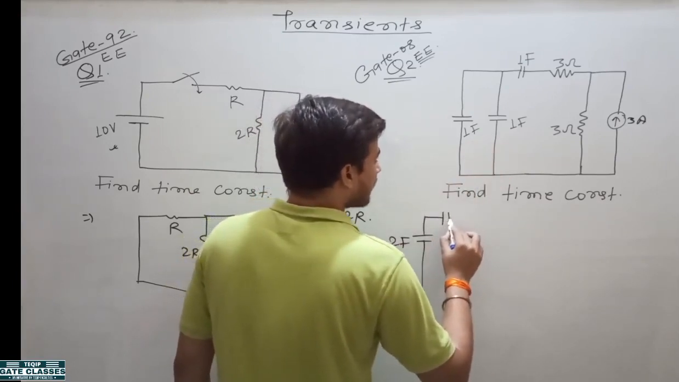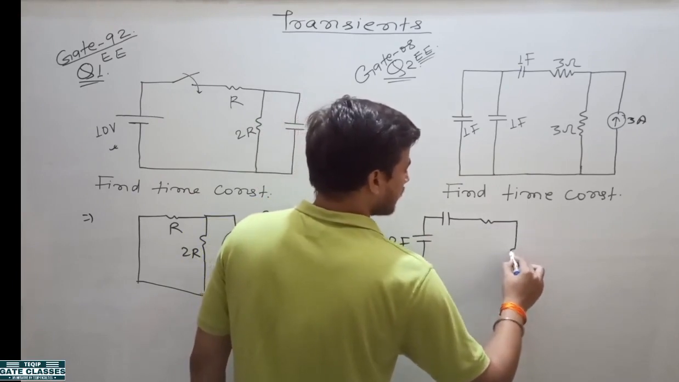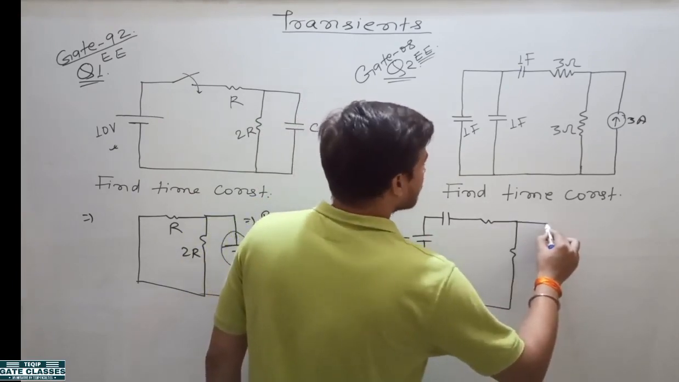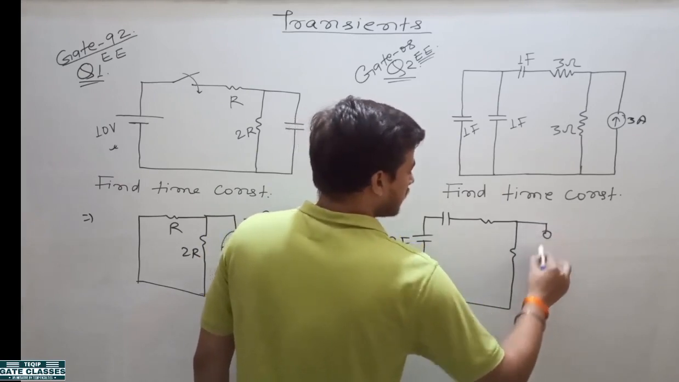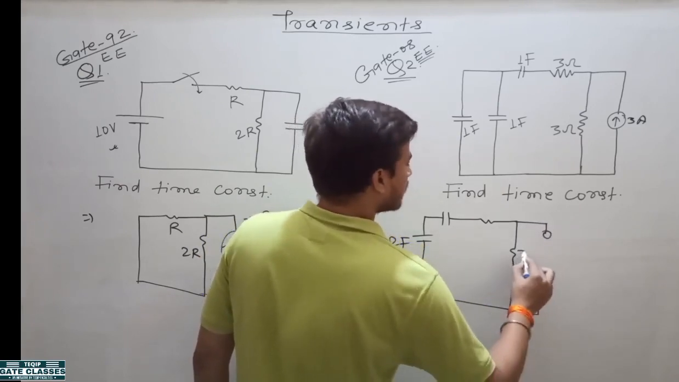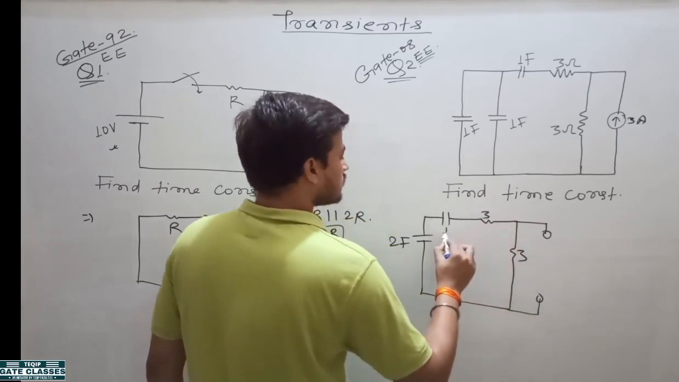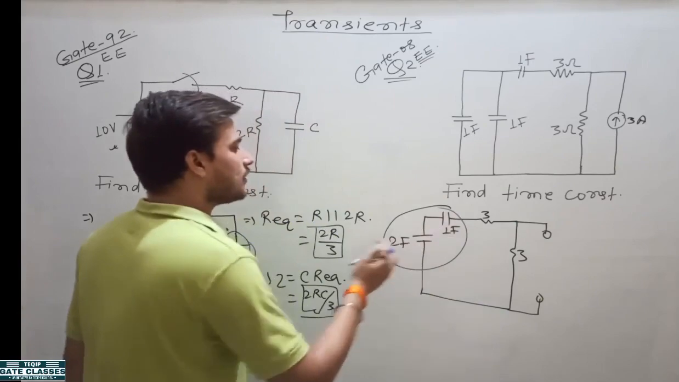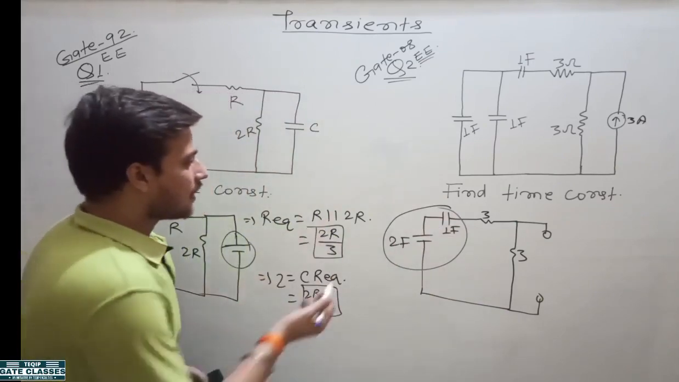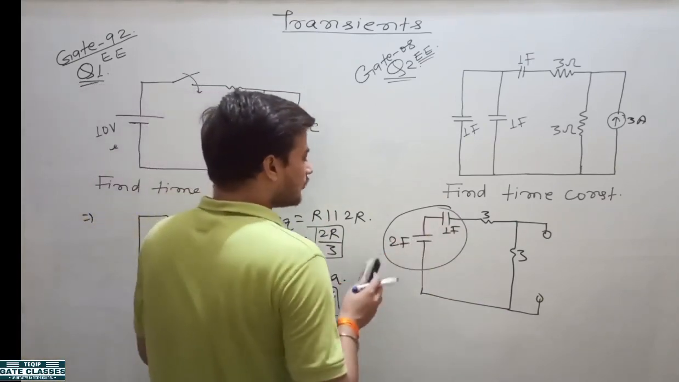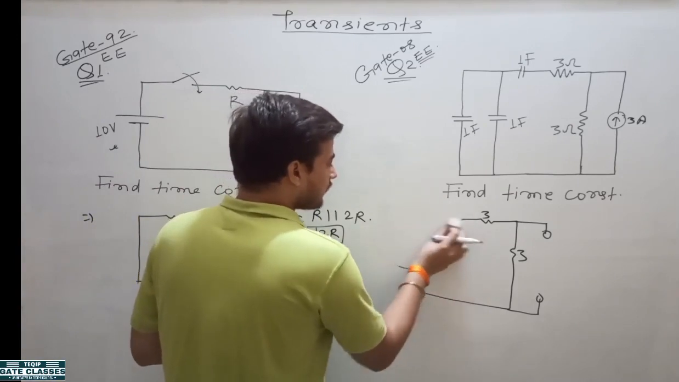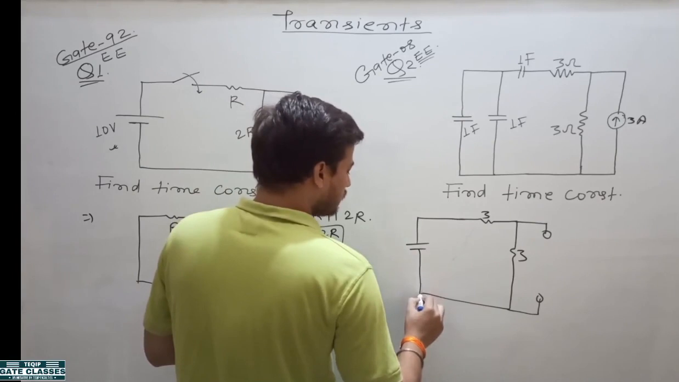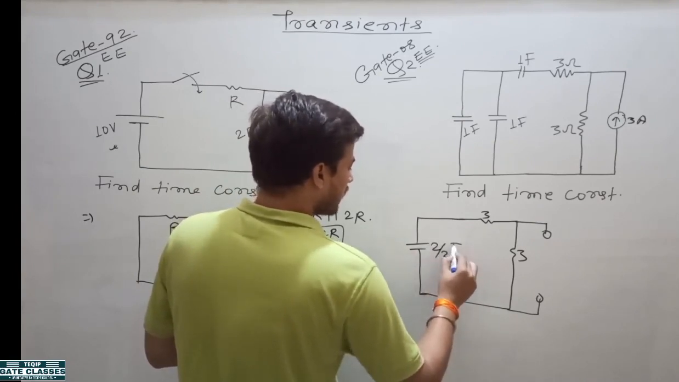Now 1 farad capacitor will be in series. Resistors are there. And after the resistor, what will you do? We'll deactivate the current source. Now here you see 1 farad and 2 farad are connected in series. So these two will be replaced by single capacitor and its value will be 2 by 3 farad. So I am replacing this capacitor by single capacitor. Its value will be 2 by 3 farad.